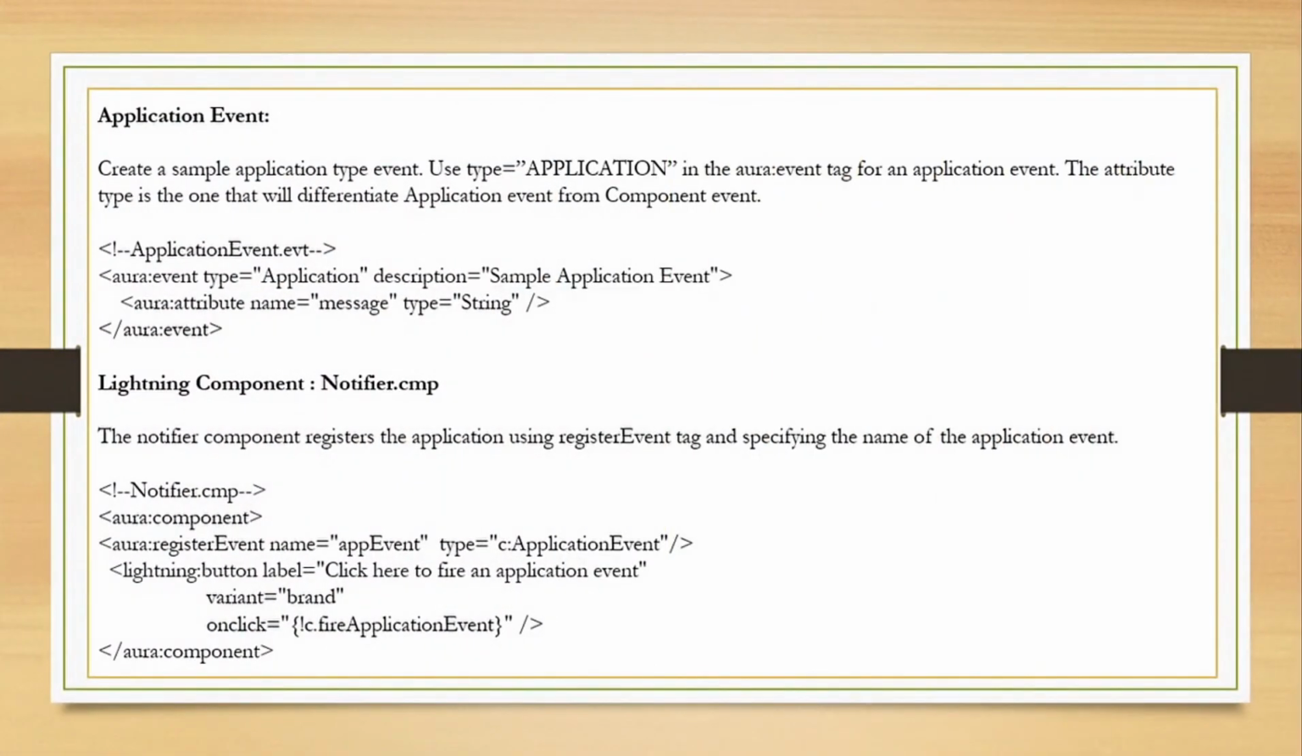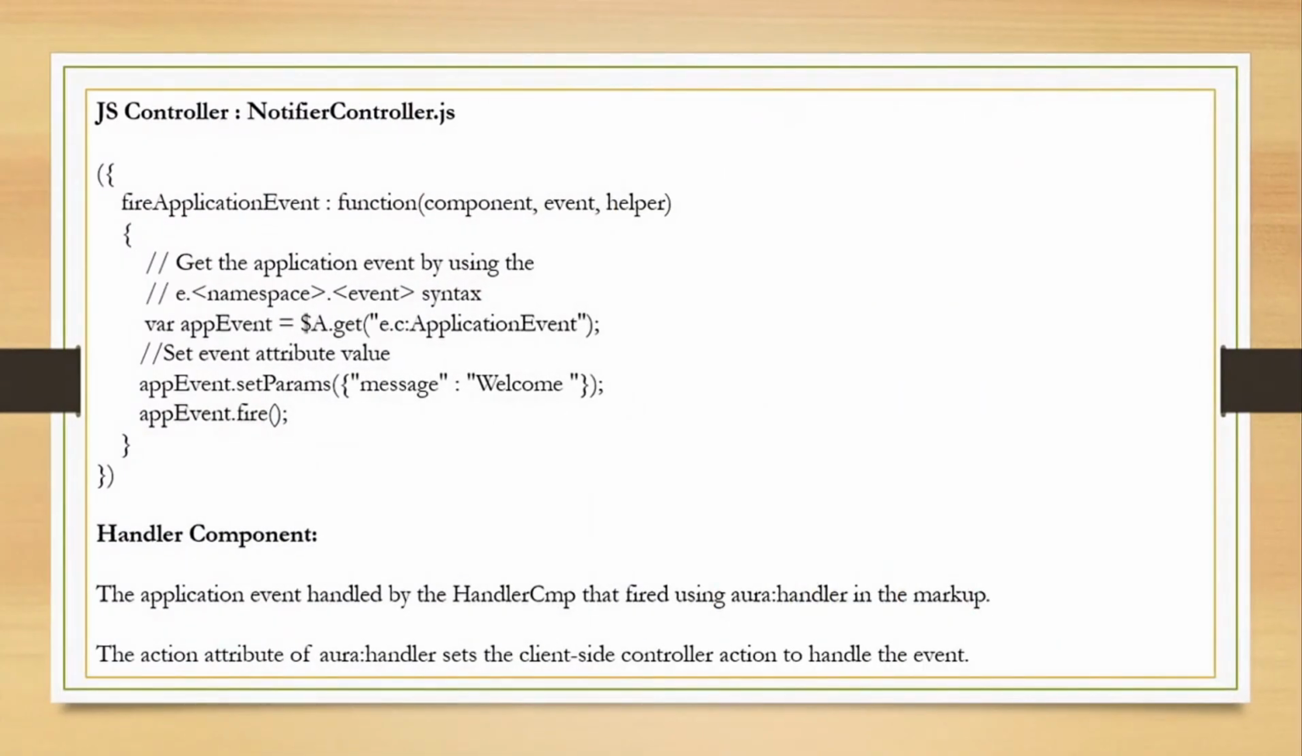Here is an example of an application event, showing how we can use notifier.cmp in an application event. Here is the JS controller, notifierController.js, of the handler component. The application event is handled by the handler component that fires using aura:handler in the markup. The action attribute of aura:handler sets the client-side controller action to handle the event.